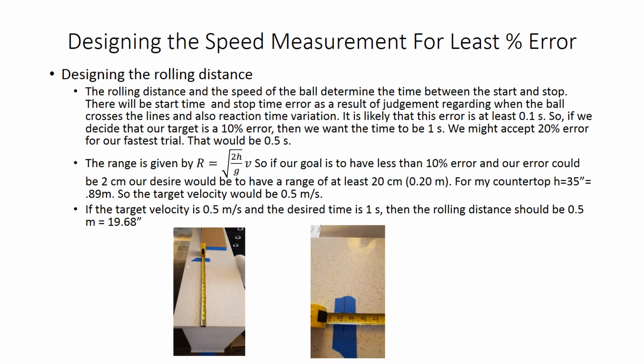We can apply a theoretical formula then to calculate the estimated velocity that we're going to need, and we will find that it's about a half a meter a second. So if we want to get the rolling time to be 1 second, then we want the rolling distance to be a half a meter. Half a meter is about 19.68 inches or 19 and 11/16 inches if your countertop height is 35 inches like mine is.